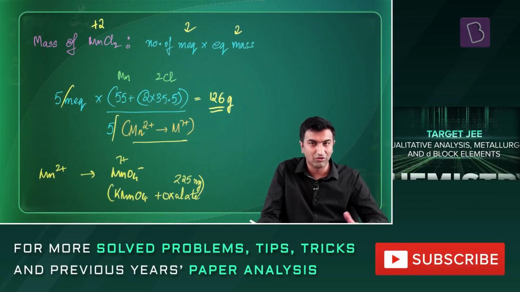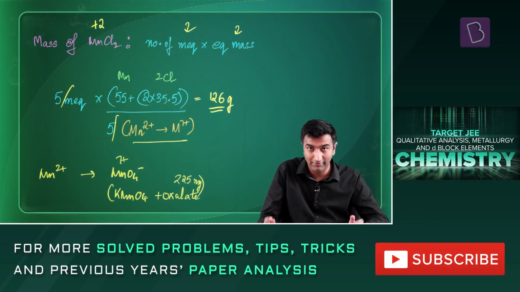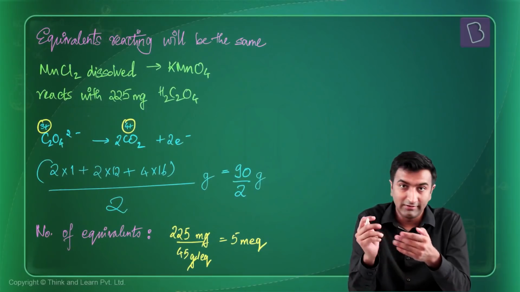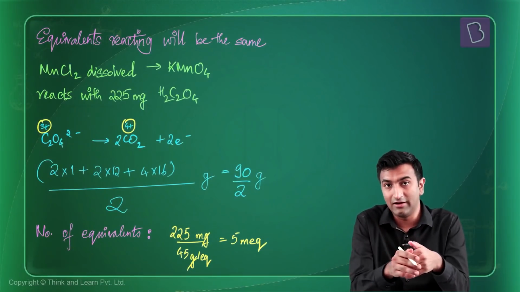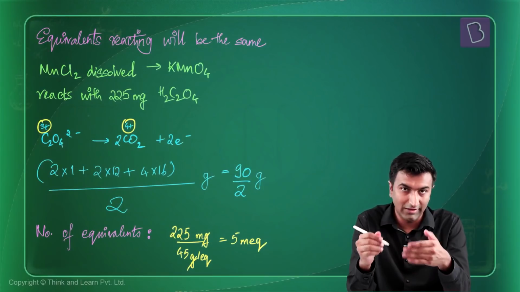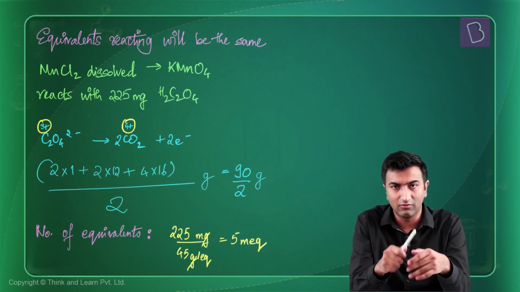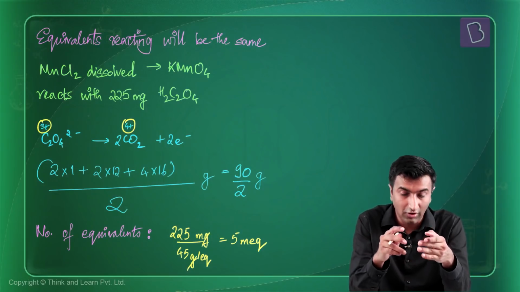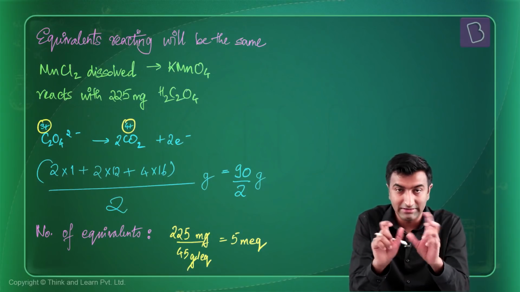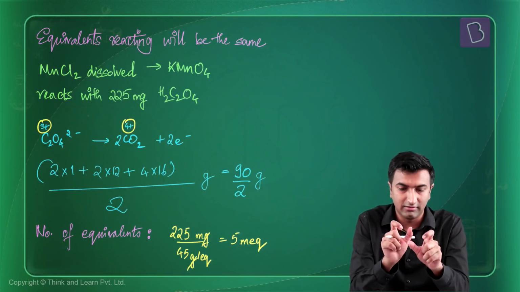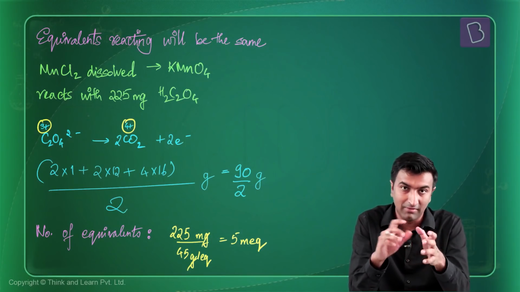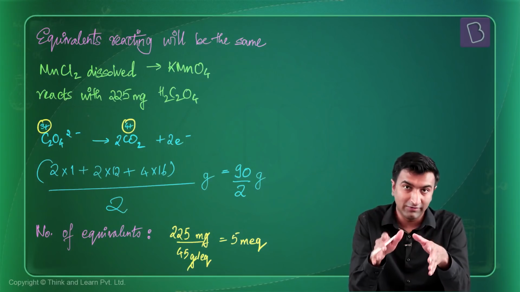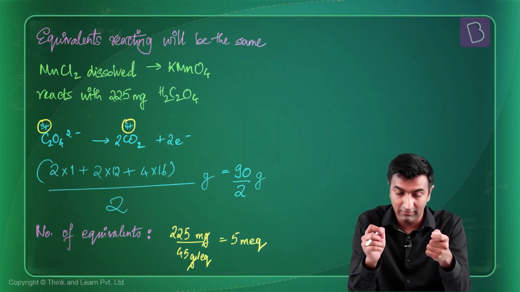So it seems a little convoluted, but the basic idea was very simple. Let me go over that quickly. The number of milliequivalents is going to be the same. I have the final mass of oxalate that reacted, which was 225 milligrams. But how did it get there? How does oxalate react with MnO4 minus? Oxalate becomes CO2, and the change there is going to be of 2 electrons, right? So that's why the equivalent mass of that was 90, the molar mass, divided by 2. And then we got the number of equivalents, which is 5 milliequivalents, okay?